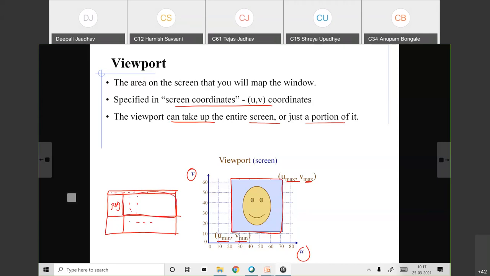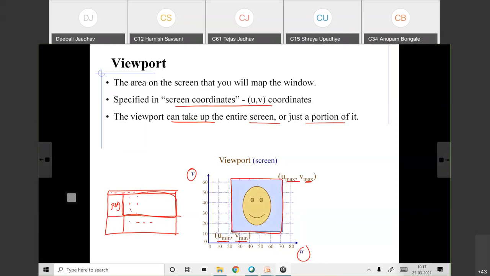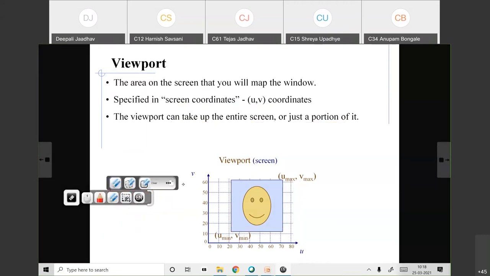In this way, the viewport can take up the entire screen or just a portion of the screen. In this example, suppose U min is 11 and V min is 21, while U max is 70 or 71 and V max is 61. In this way, it is a viewport, displayed on the screen.